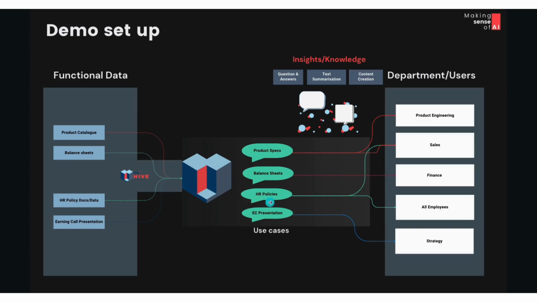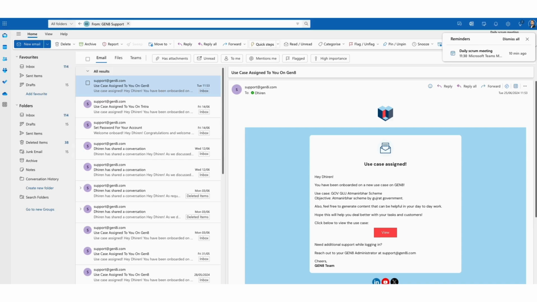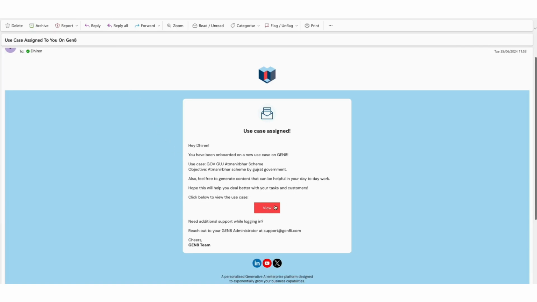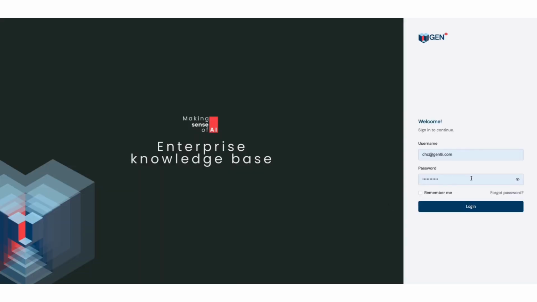Then, you assign the use case to a department or add individual user from the use case management section in Admin Console. This way, the organization has full control over who gets access to what information across use cases. Added employees will get an email notification for onboarding on specific use case and must set up their password to log in Gen8 end user interface. Employees would be able to log in with their official business email ID.